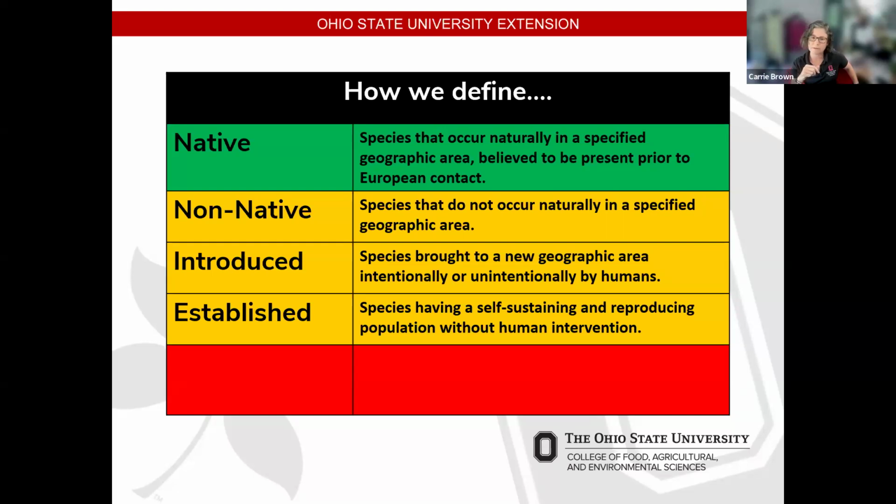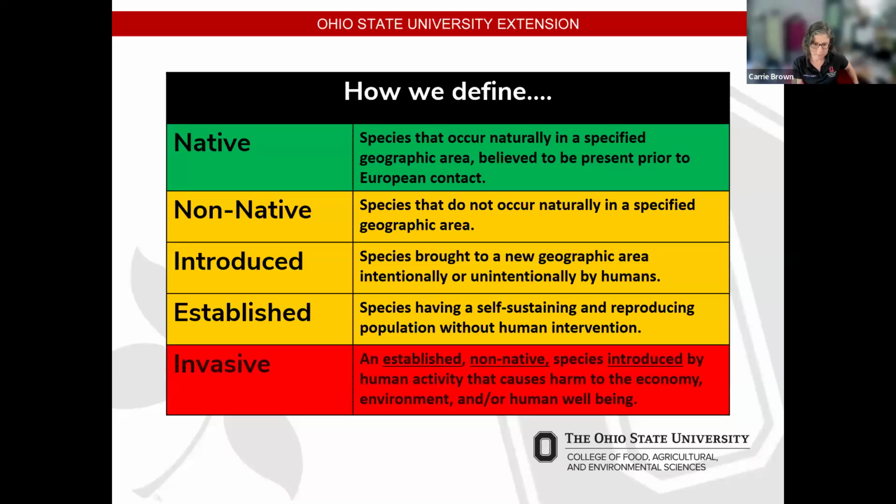A lot of the plants, as I look out my window here, especially within the ornamental trade, are non-native, but that doesn't necessarily mean that they're established, because we have to plant them in order to get them where they are. Finally, if we put those three words together, we get the definition for invasive. An invasive species is established, meaning that it is reproducing without our intervention. It's non-native, so it isn't naturally occurring within an area, and it's been introduced, so it had to get in that area by some sort of human activity, as well as causing harm to the economy, environment, and or human well-being.